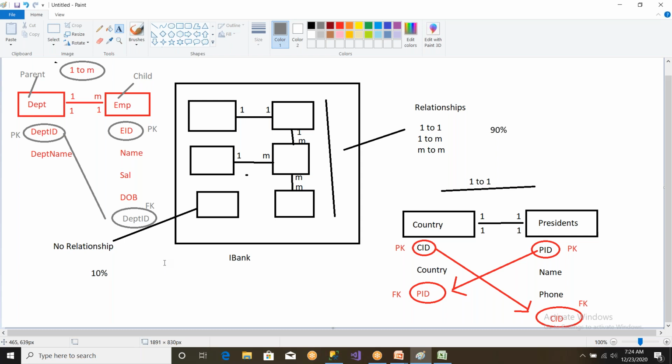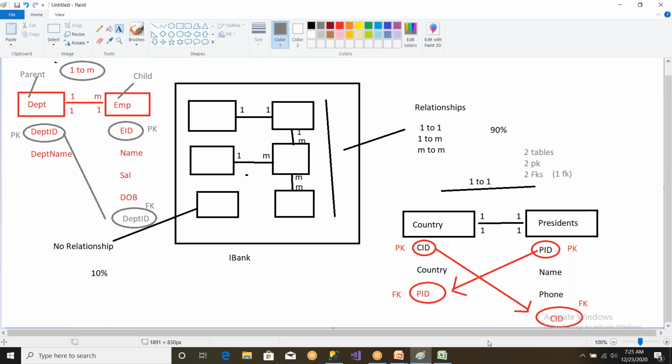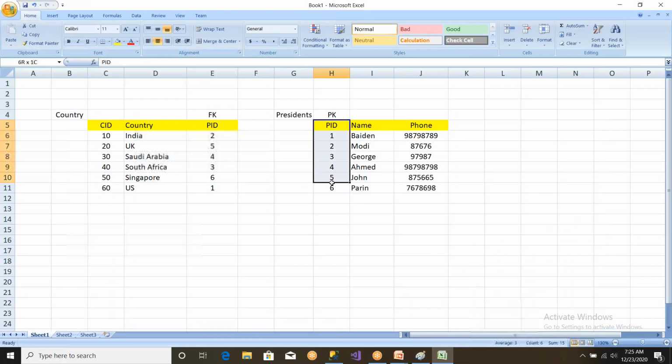Clear? If you have a one-to-one, how is the relationship maintained? Any table's primary key can become a foreign key in the opposite table, right? Or you can maintain two foreign keys, that is also fine. So here we have two tables and two primary keys. Actually, one foreign key is enough, but many companies nowadays tell you to create two foreign keys. But actually, one FK is enough here. Any table's primary key you can have as a foreign key. So this is the primary key.